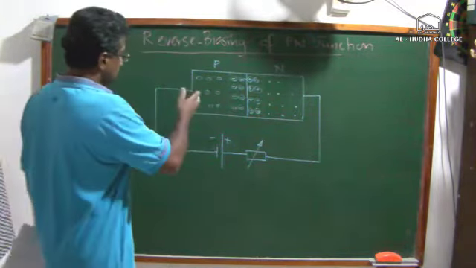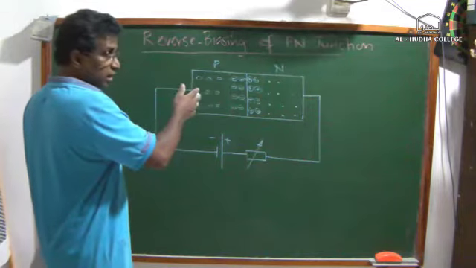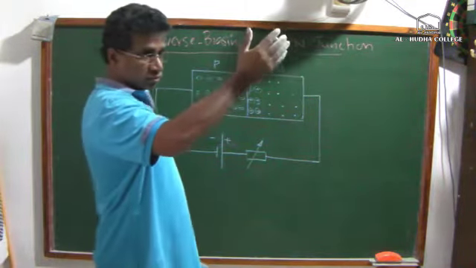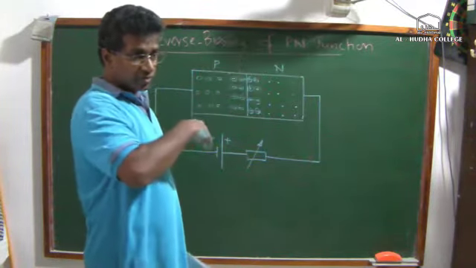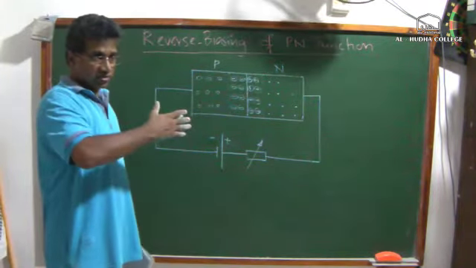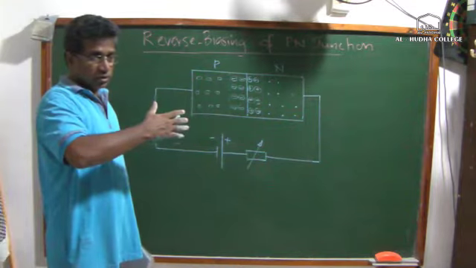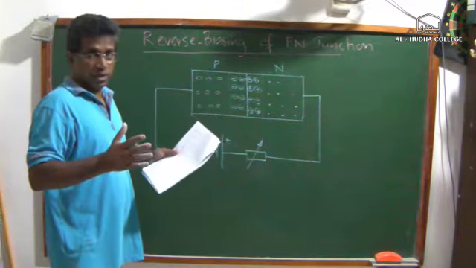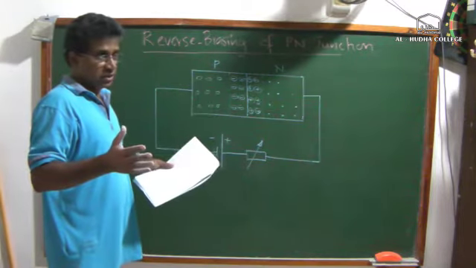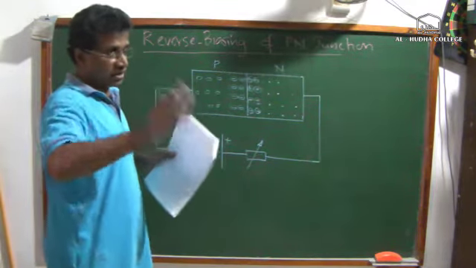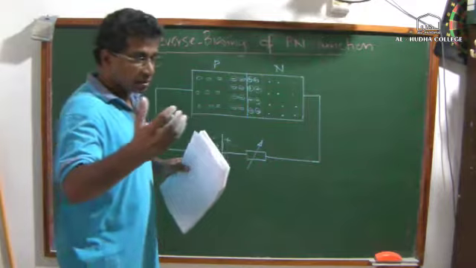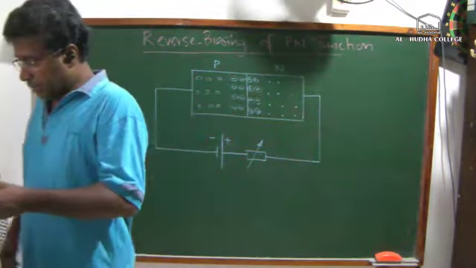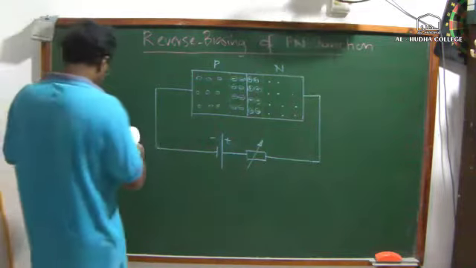Now this diode, when you forward bias, it allows the current to flow. When you reverse bias, it blocks the current from flowing. So it's something like a switch. The diode acts as a switch. It allows the current to flow in one direction and blocks the current in the other direction. Now compare. We'll first write this description.